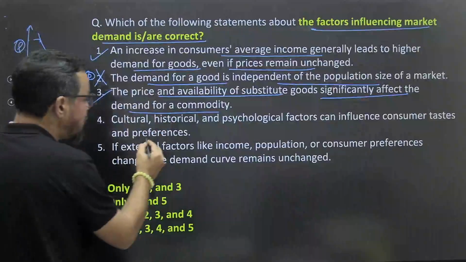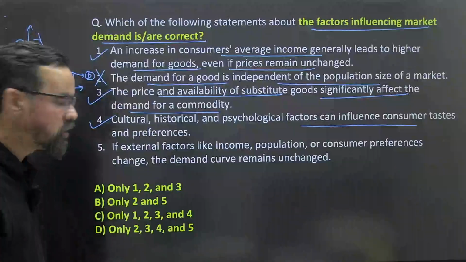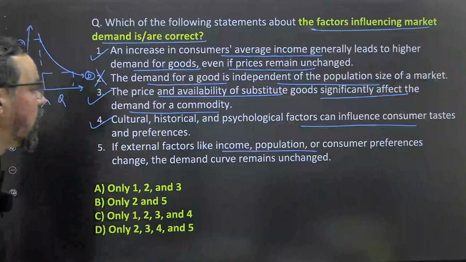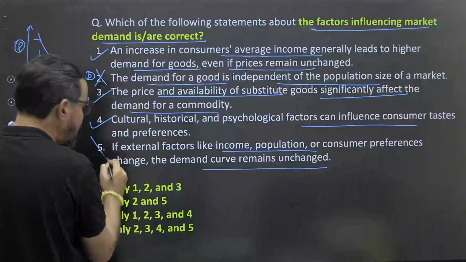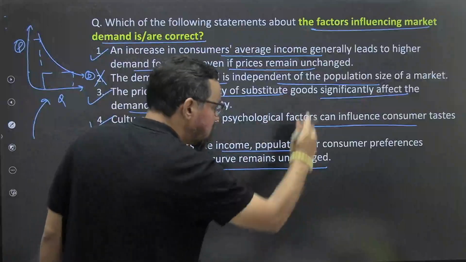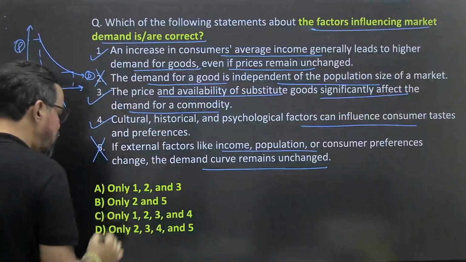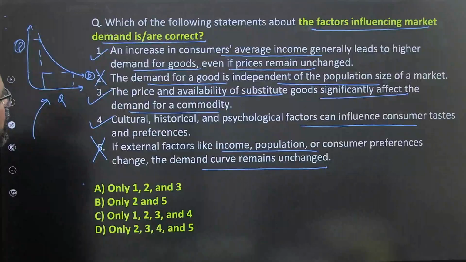So this is true. Cultural, historical and psychological factors can influence consumer taste and preferences. 100% true. If external factors like income, population or consumer preferences change, the demand curve remains unchanged, right? So this is wrong. If external factors like income, population, consumer preferences change, the demand curve will also change, right? So 1, 3, 4 means no. What we have to find out is which is correct.